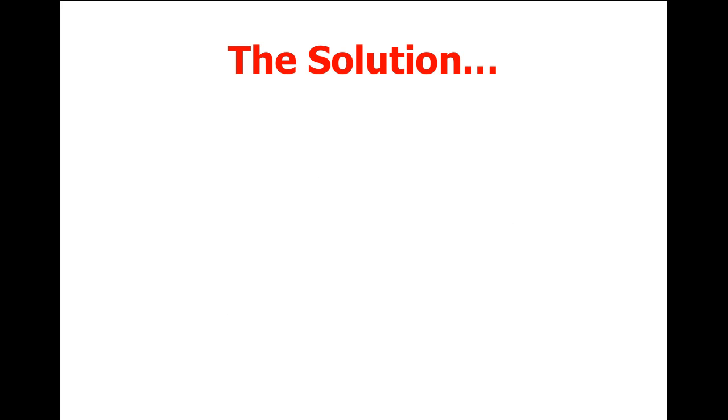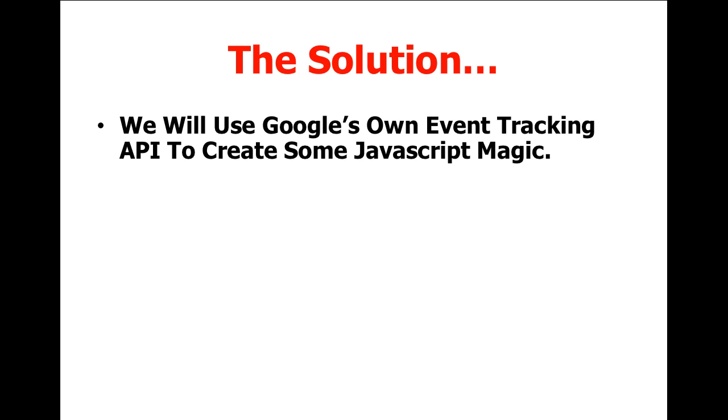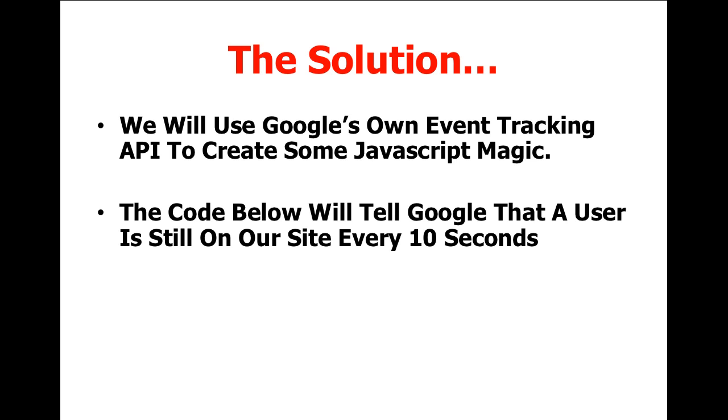But of course there is a solution, and that's why you're here. What we're going to do is use Google's own event tracking API to create some JavaScript magic. And the code below, when you add that to your site, will tell Google that a user is still on your site every 10 seconds. So a guy comes to your site and starts reading a post. Every 10 seconds this little script will tell Google that he's still on your site.